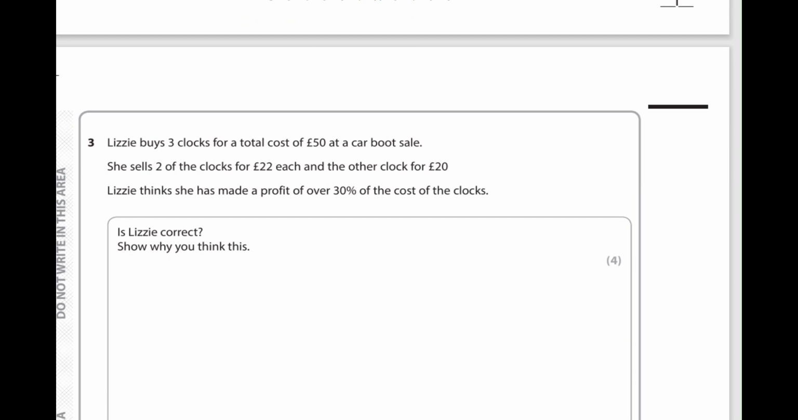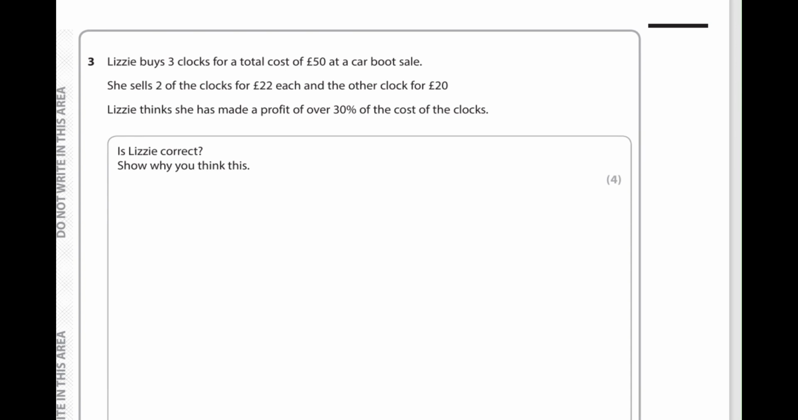Alright, next question. We have Lizzie, who is buying 3 clocks for a total cost of £50. So there are 3 clocks, let's call them A, B, and C. She bought them for a total of £50.